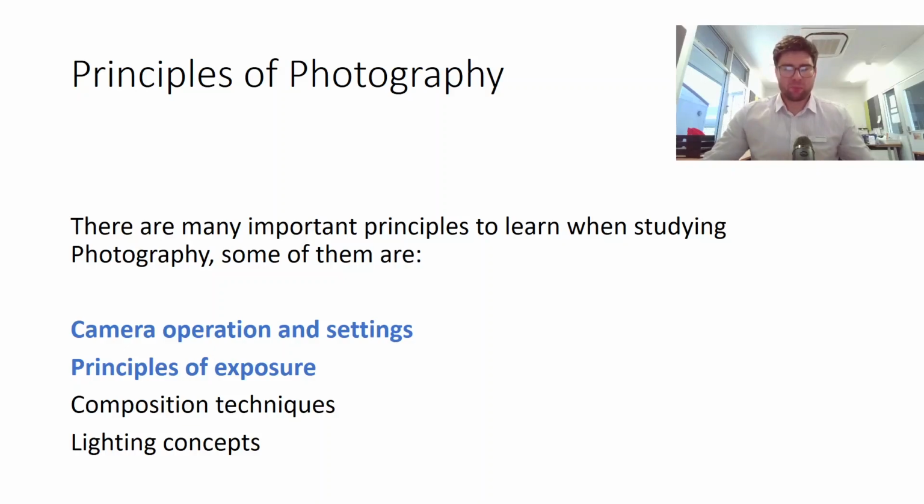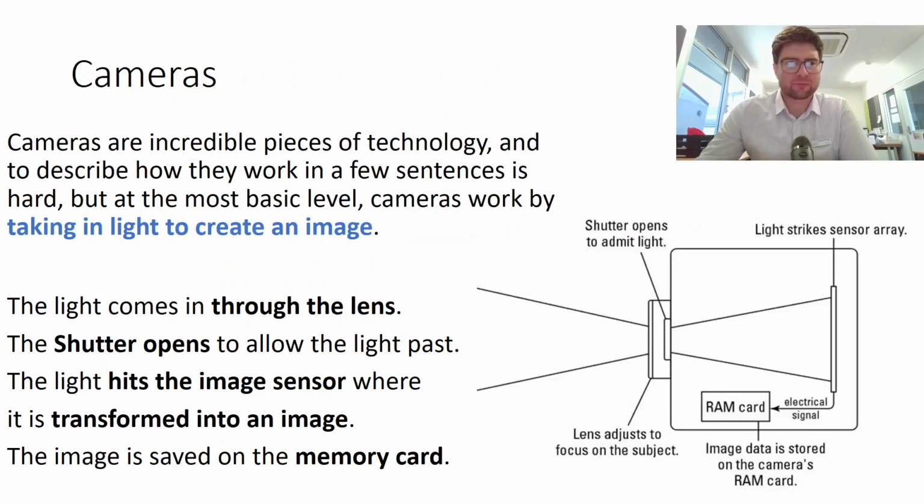So there are many principles of photography, important ones when you're trying to learn the field, but we'll be looking specifically right now at how to operate a camera, what settings you can use when operating the camera, and what exposure is and how you can use the camera to change the exposure settings. In later videos, we'll look at composition and lighting. So first we need to look at how cameras work.